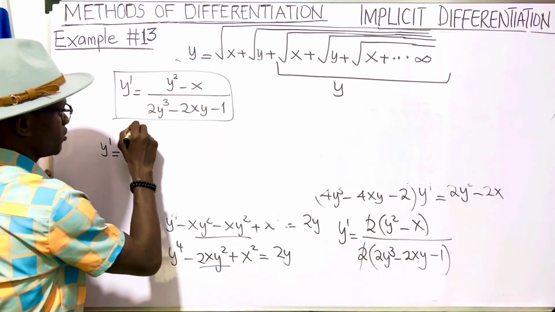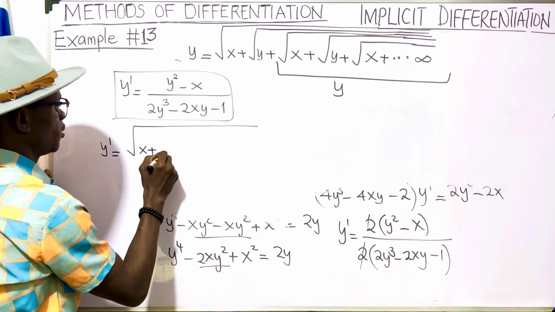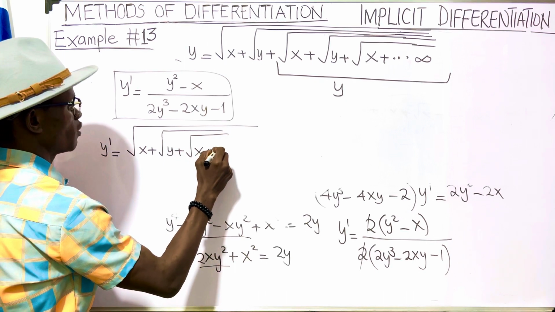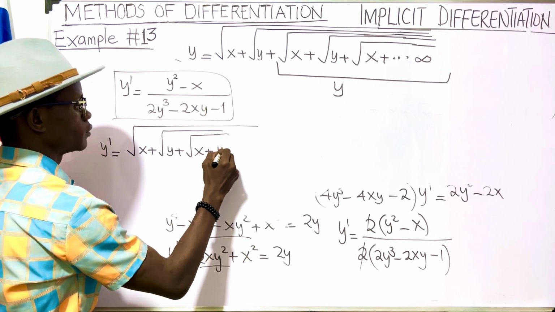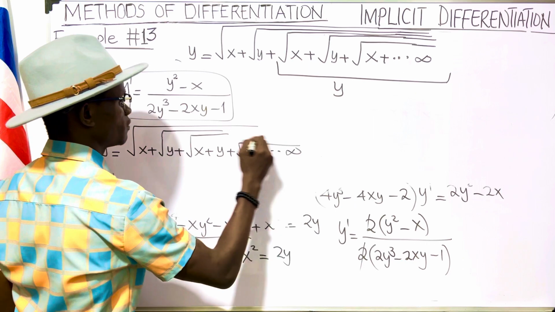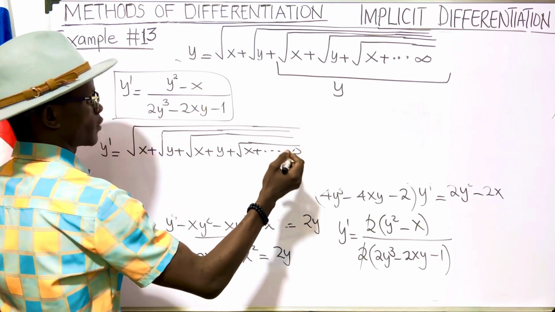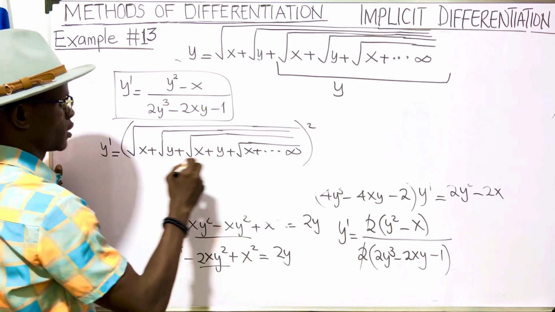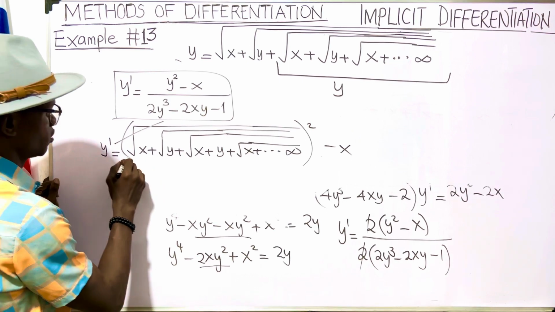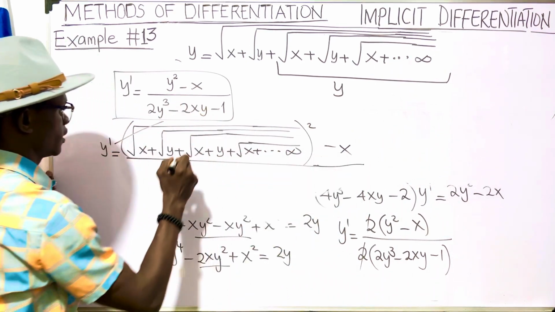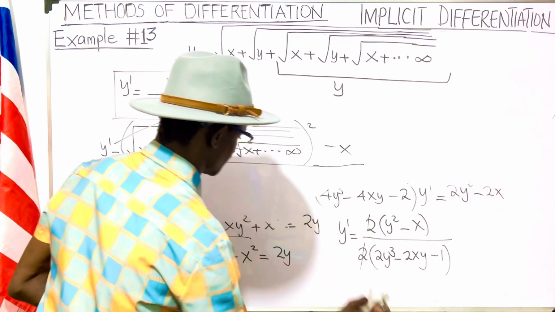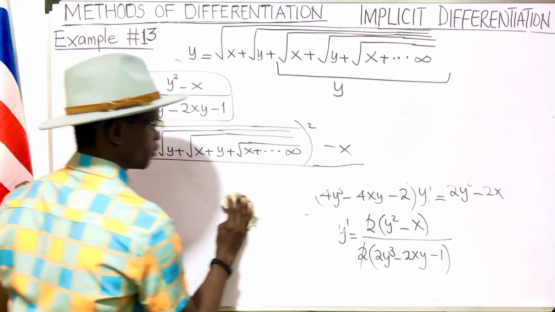What do I mean? If you have it like this, you have x plus the root of y plus the root of x plus the root of y plus the root of x plus dot dot dot all the way to infinity, all squared, and then minus x. If this is squared, it means this first term will be out, divided by 2 again. Wow, so terrible.